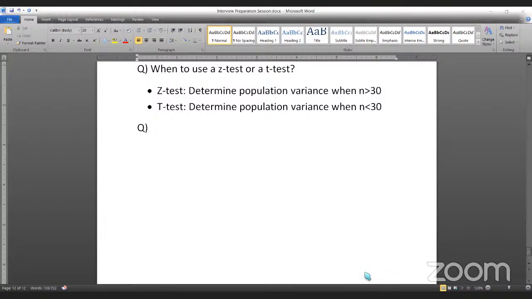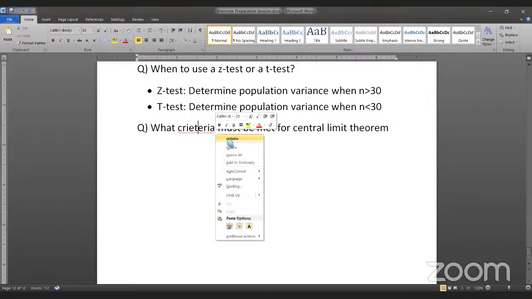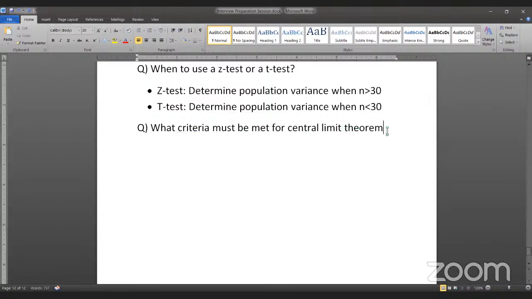Okay, now another question. What criteria must be met for the central limit theorem to hold? So what are the criteria for the central limit theorem?